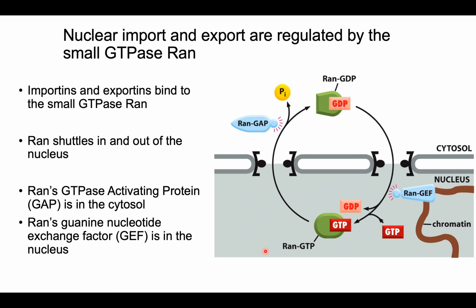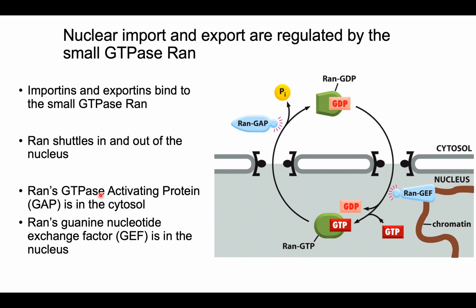So focusing on the diagram for now, we've been looking at a lot of enzymes that rely on ATP. Now we're going to focus on molecules that rely on GTP. So the way we get things inside and outside of the nucleus, this process is regulated by a molecule called Ran. So Ran is a GTPase.